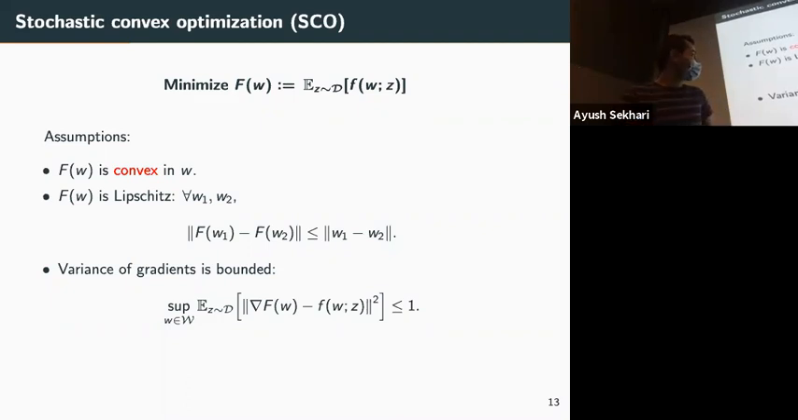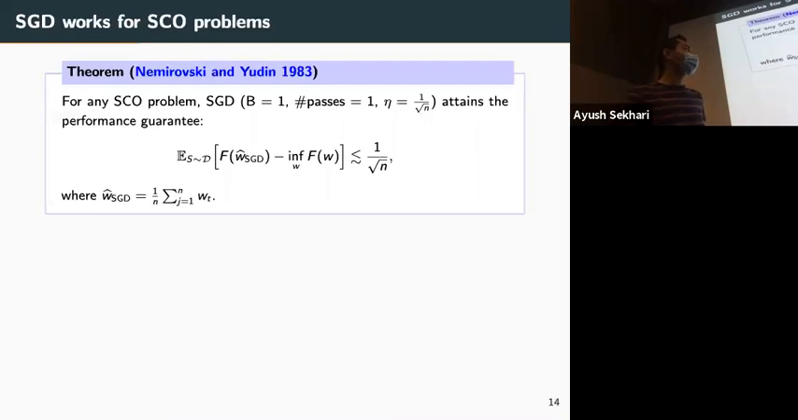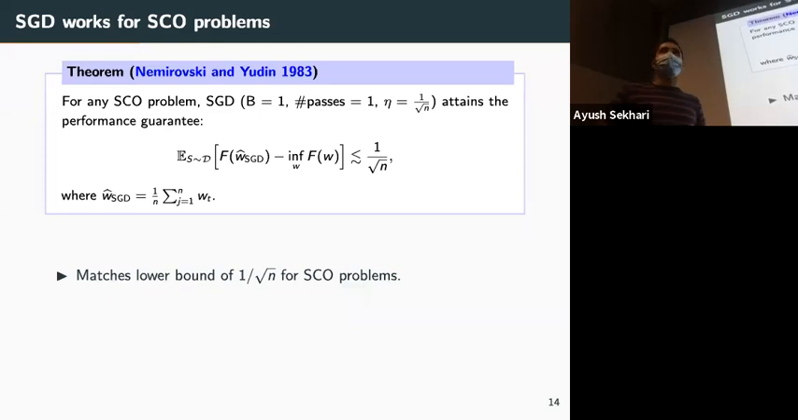And in this setting, it is well known that SGD succeeds to find a minimizer of the test loss. A classical result from Nemirovsky and Yudin in 1983 shows that if you run SGD using a single sample at a time, use all the samples, take one pass over the data set and use a step size of 1/√n, you end up finding a solution that is 1/√n suboptimal. I'm of course hiding all the constant dependencies in terms of Lipschitzness and variance. And this matches the worst case lower bound of 1/√n for SCO problems. Okay, so this is a very important positive result that we need to keep.